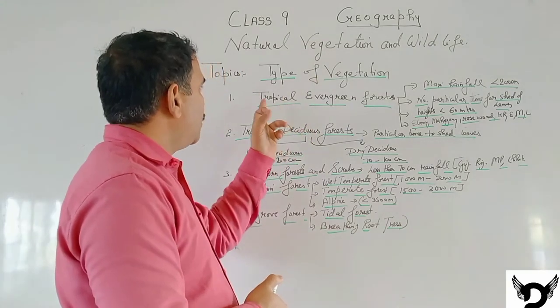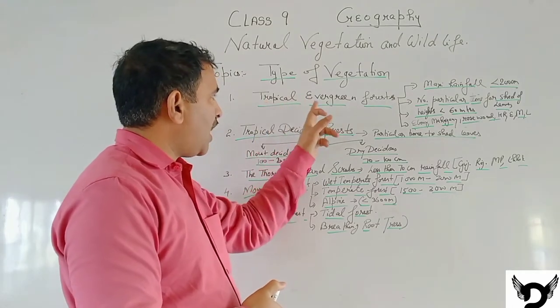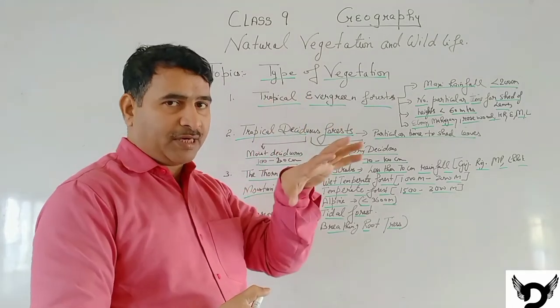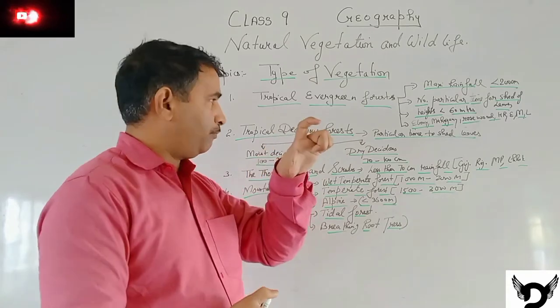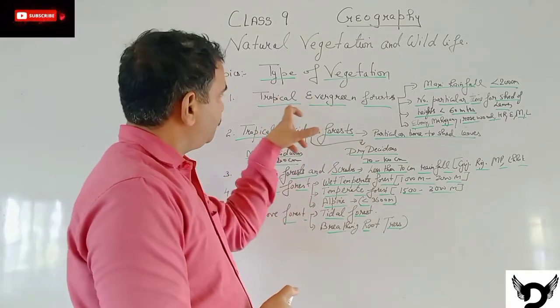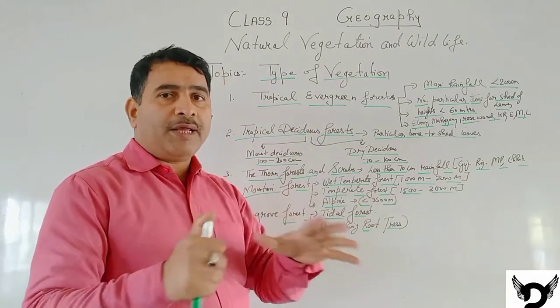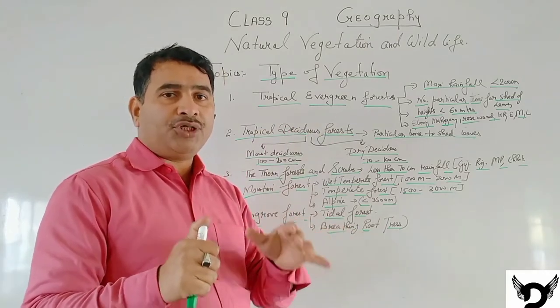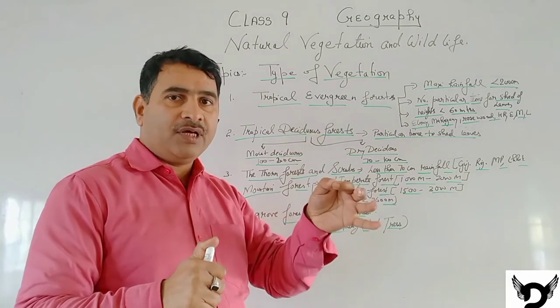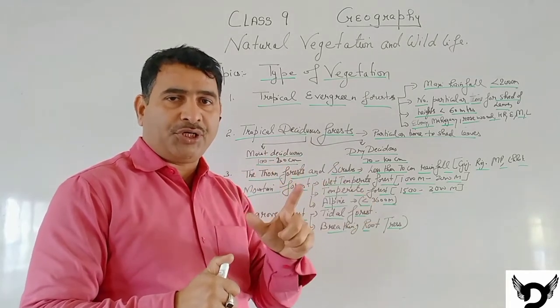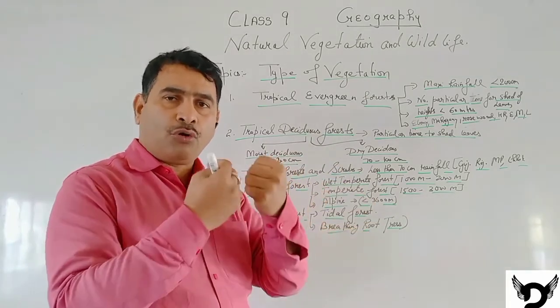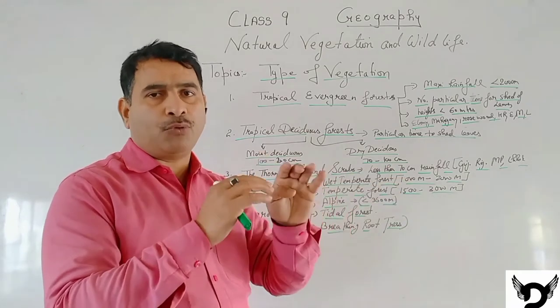So let us start. The first type is tropical evergreen. Tropical means the place where there is heat, around the equator, near the equator. Evergreen means it remains green throughout the year, that means the shedding or fall of leaves is not at a particular time or duration. The fall of leaves goes on throughout the year and new leaves come throughout the year.